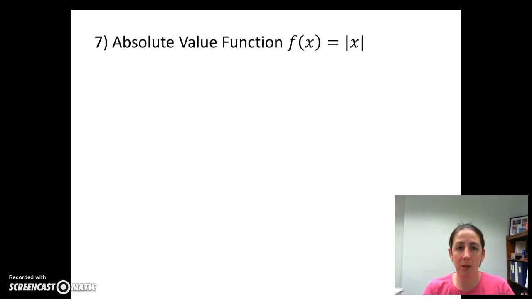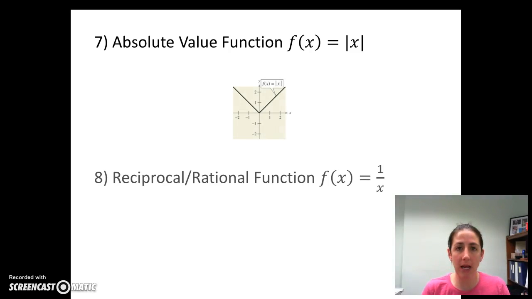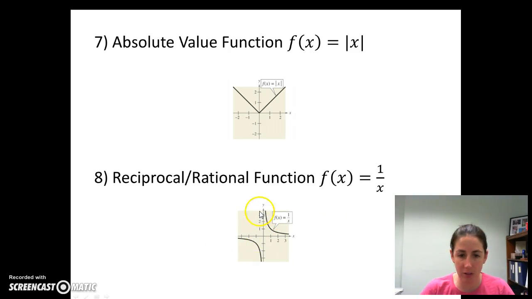The next is the absolute value function. Remember, absolute value is the distance from 0, and distances are always positive, so this takes on a nice V shape. And the last one that we'll look at is the reciprocal function, or the rational function, 1 over x. This forms these little hooks where the function gets really big really fast in different directions, and they have these things called horizontal and vertical asymptotes. Imaginary horizontal and vertical lines that the function gets close to but doesn't cross.